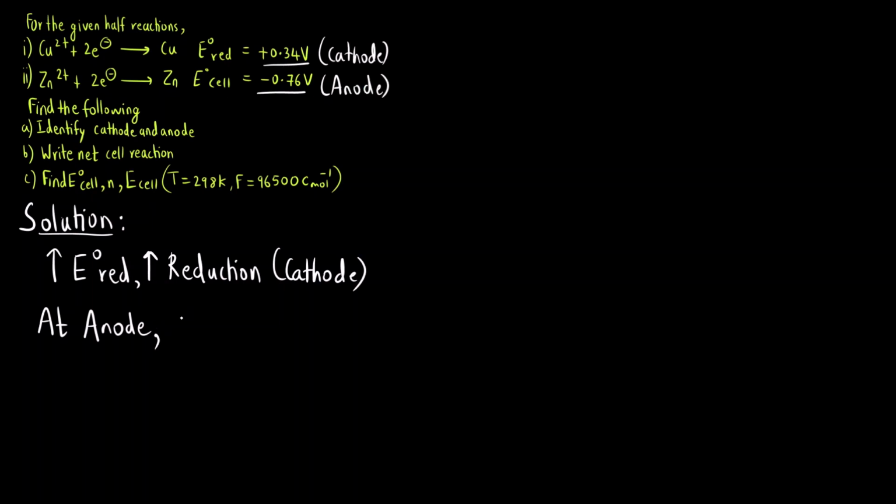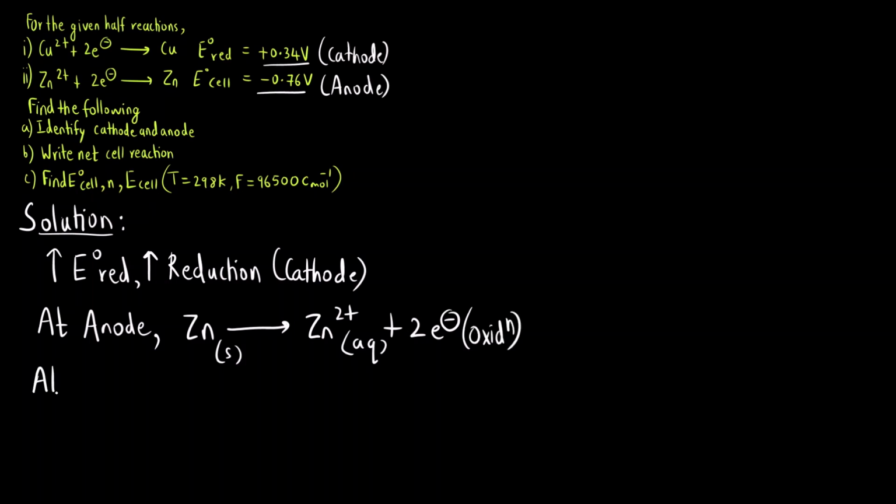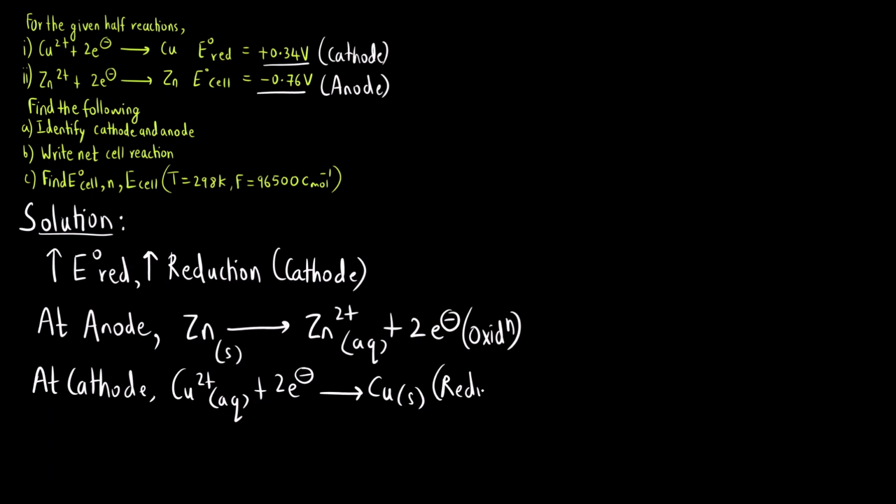Now we can write down the half cell reactions. At the anode, zinc will act as the anode. Zinc solid will lose 2 electrons and form Zn2+ aqueous plus 2 electrons. This is oxidation, loss of electrons. Then at the cathode, there will be gain of electrons: Cu2+ aqueous gains 2 electrons and forms copper solid. This is reduction.